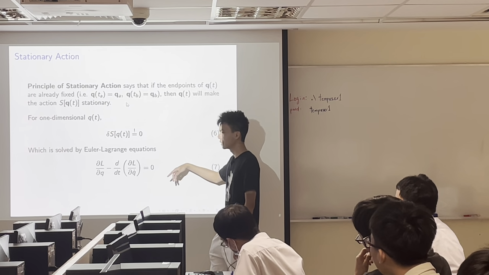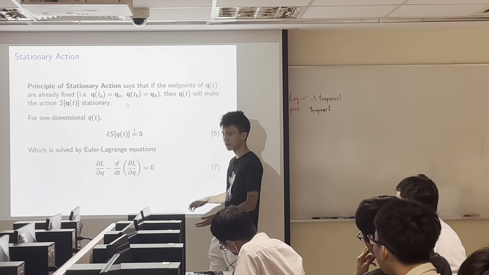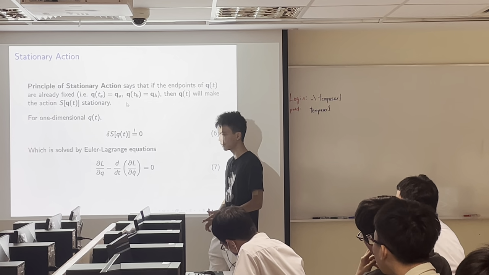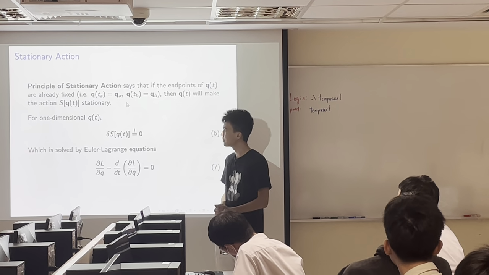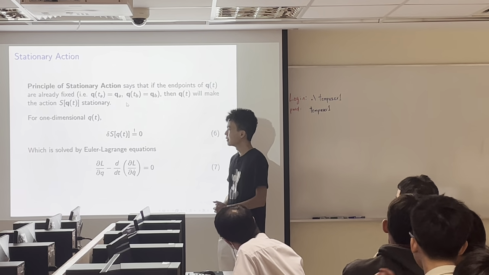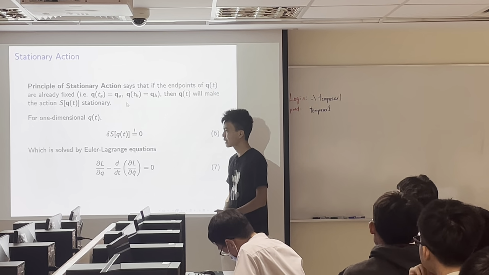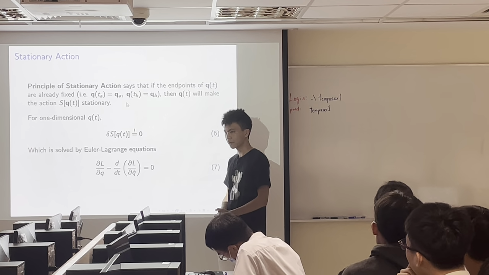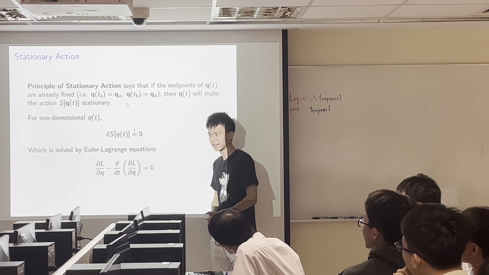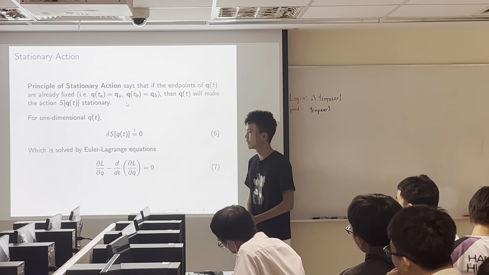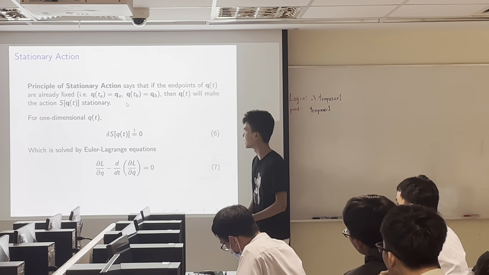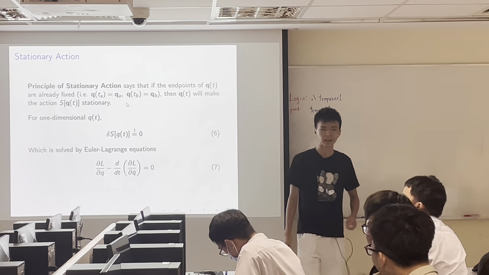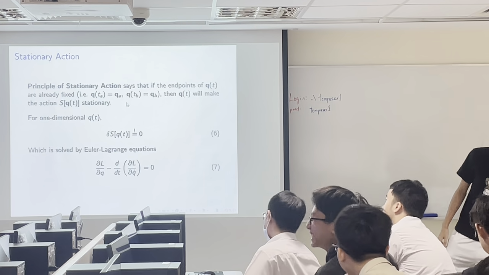Because you have something like e to the iS, and it's something called a stationary phase approximation. Okay, so principle of stationary action, I don't think humans really know where it comes from immediately, because the path integral is not rigorously defined yet. It's probably from the path integral, yeah. But the path integral is not mathematically defined yet, not rigorously defined.